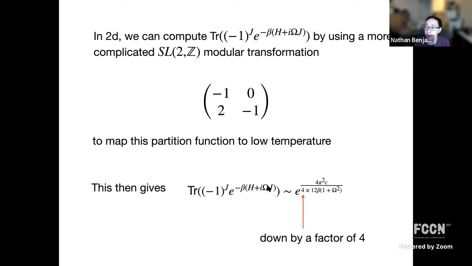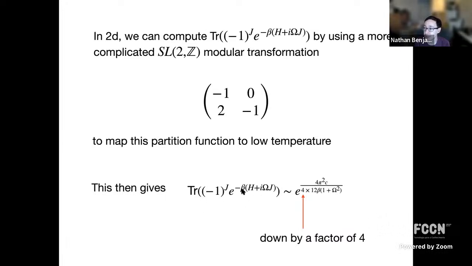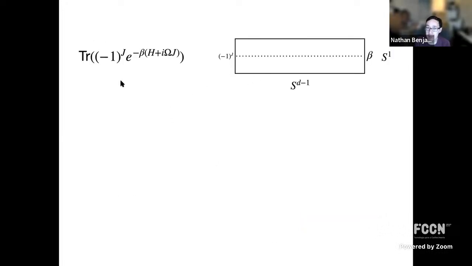So what I'm going to do now in the rest of this talk is rederive this, not using modular invariance, but using thermal effective field theory, and this will tell us how this generalizes to higher dimensions. So let's suppose I wanted to compute this partition function in higher dimensions. For simplicity, I'm just going to put one fugacity and one spin, but it generalizes to multiple spins as long as they all commute, and I'll describe what that is afterwards. So suppose I want to compute this partition function, trace of minus 1 to the j, e to the minus beta H plus i omega J. That's the same as doing this path integral with this minus 1 to the j insertion, where this minus 1 to the j performs a pi rotation of the sphere.